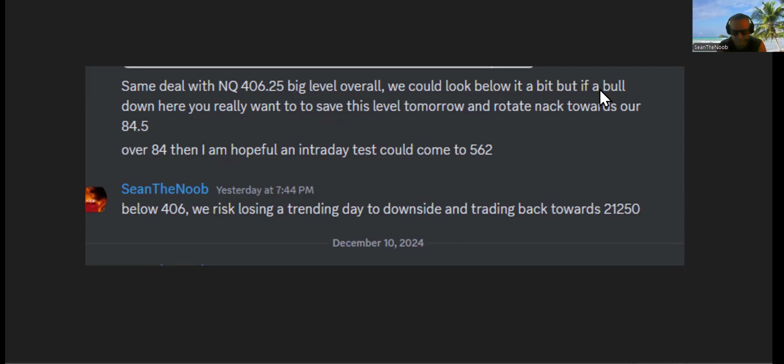We could look below it a bit, but if you're a bull down here, you really want to save this level tomorrow and rotate it back towards 84.5. Where was the high today? Where was everybody getting short? 84 and a half. Okay. So over 84, then hopeful intraday test could come to 562. Where was today's high? 562. Well, we'll say 601 level, but we couldn't close 562. Where did the sell come from? 562. Okay, order flow.